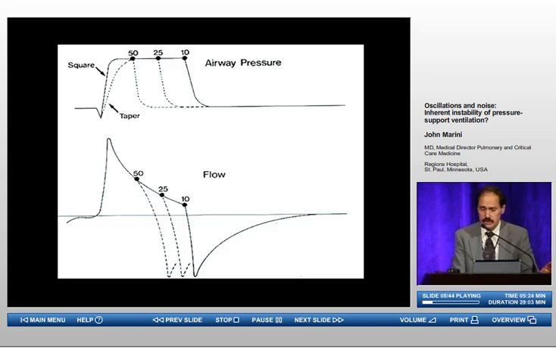Since Bob went through so much of this very well, I'm just going to point out to you what we're talking about when we talk about attack rate. You can have a very sharp attack rate or a very gentle attack rate, and you can have a flow cutoff value where the machine stops pressurizing at different percentages or absolute flows. Here, 50%, 25%, 10%. And this will become much more obvious why I'm emphasizing this as I go along.